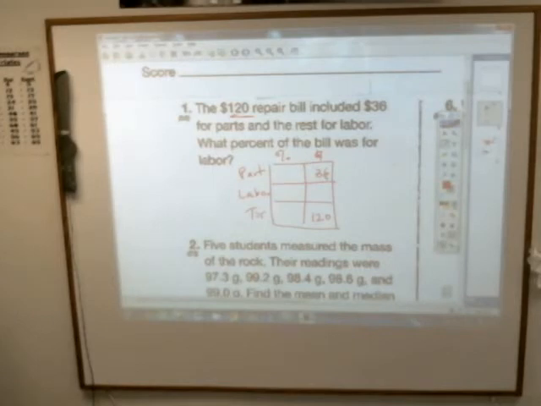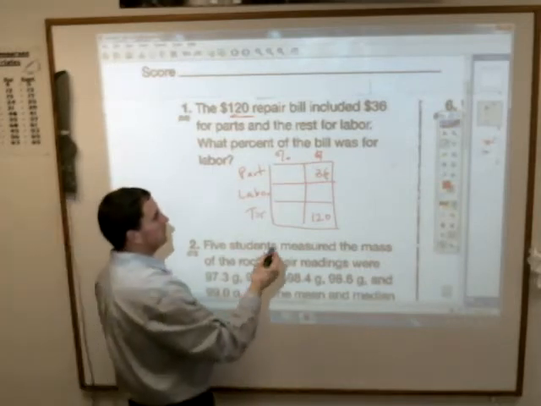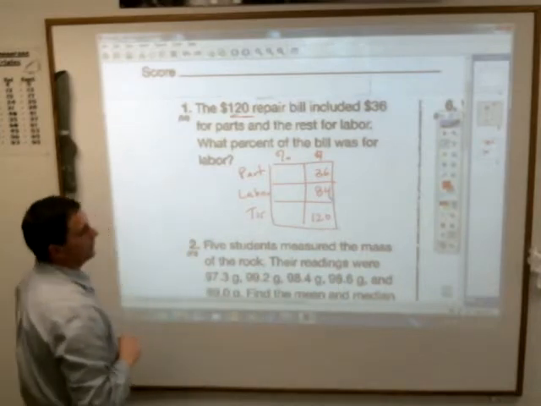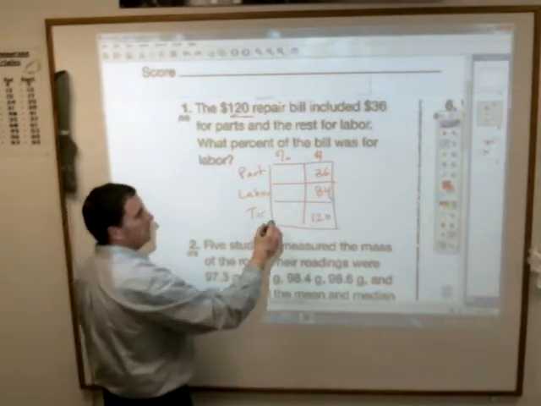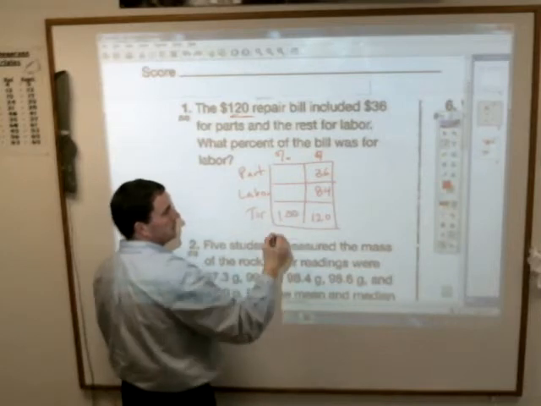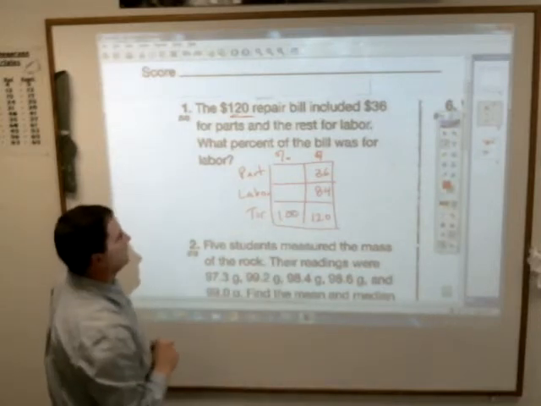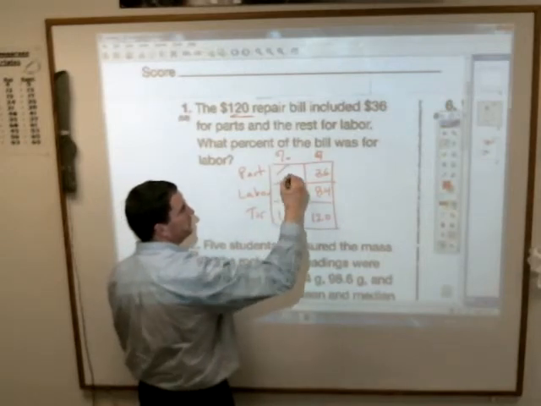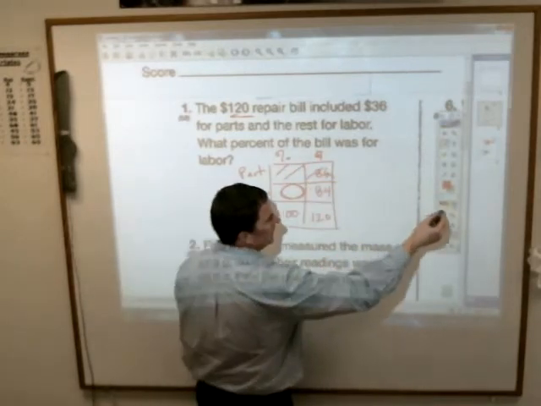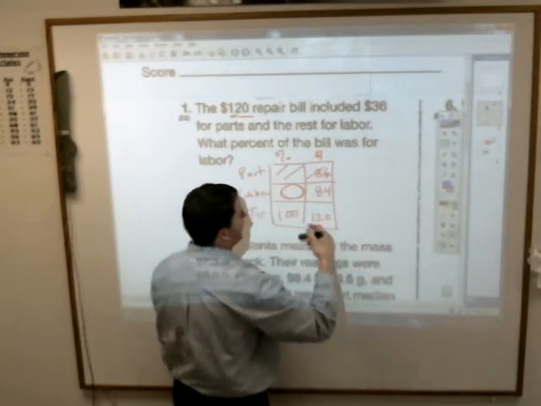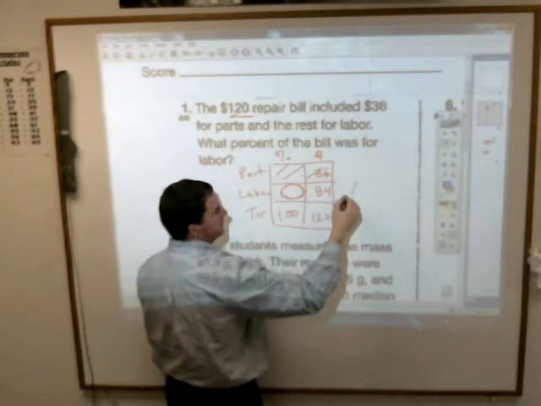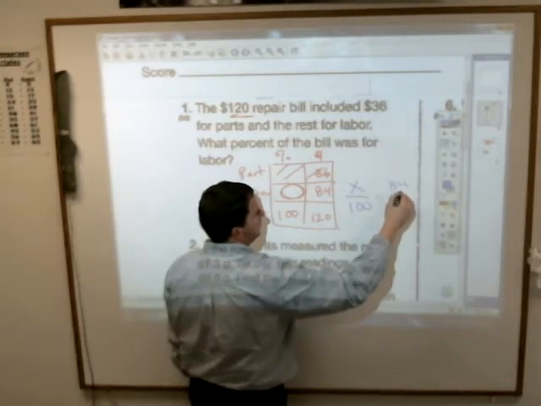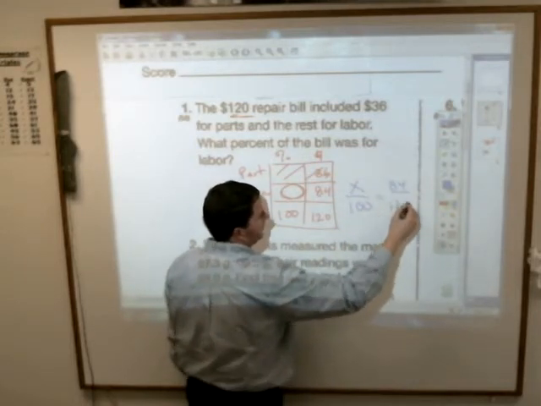So what part was for labor? Well, I believe it'd be $84. Correct me if I'm wrong on that. Okay. You know that the total bill is 100%, and you want to know what percent was labor. So this is the one you need to know. You don't even need this part of the chart for this problem. And then it's just a matter of writing that out. X over 100 equals 84 over 120.